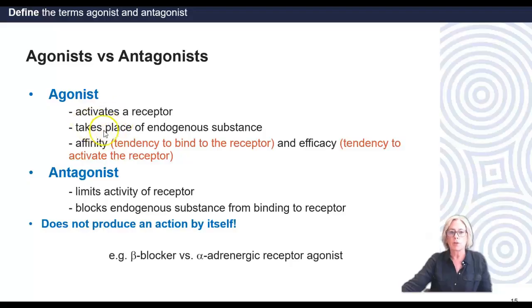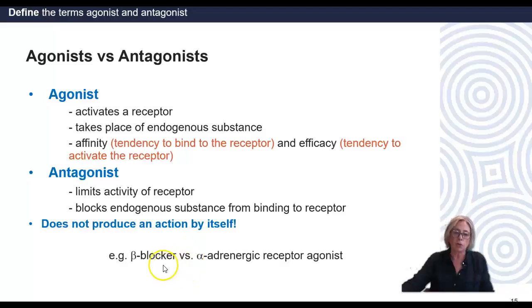And so just to summarize this then, an agonist activates a receptor. While bound, it takes the place of the endogenous substance. So it's mimicking the effects of the endogenous substance, whether that's growth hormone or thyroid hormone or adrenaline or a cytokine or something else. It displays affinity, so a tendency to bind to the receptor, and efficacy, a tendency to activate the receptor. An antagonist then limits the activity of the receptor. While bound to the receptor, it blocks the endogenous ligand from binding to the receptor. So it doesn't produce an action by itself.